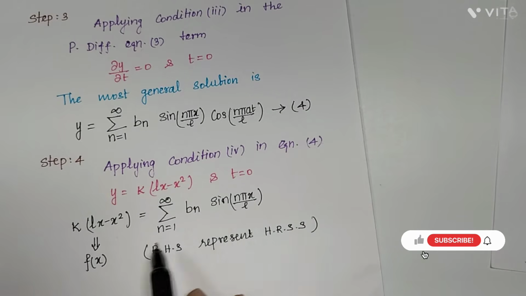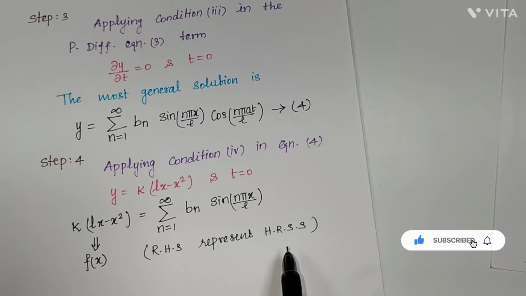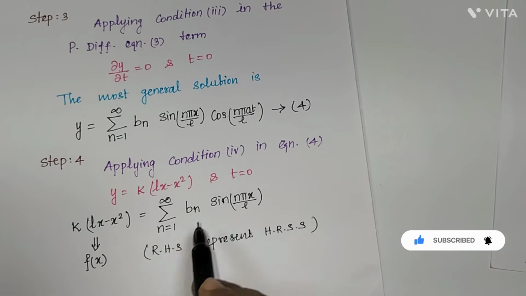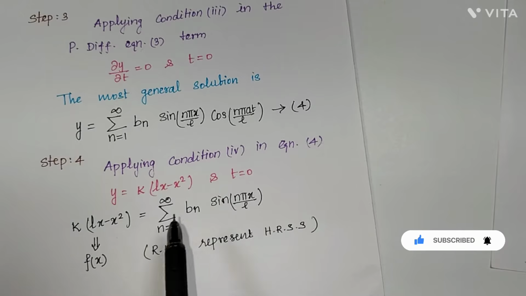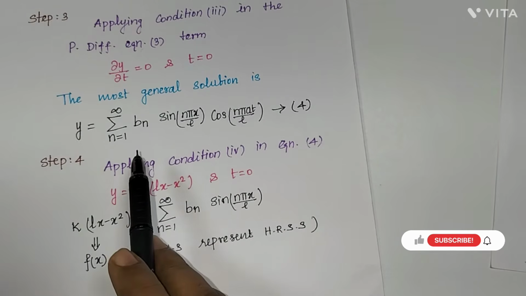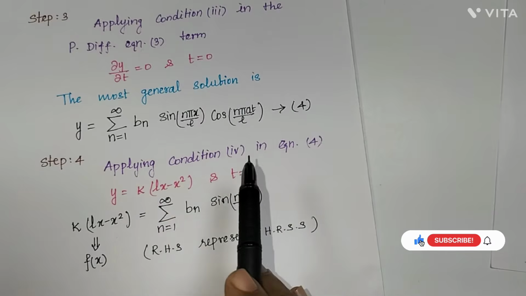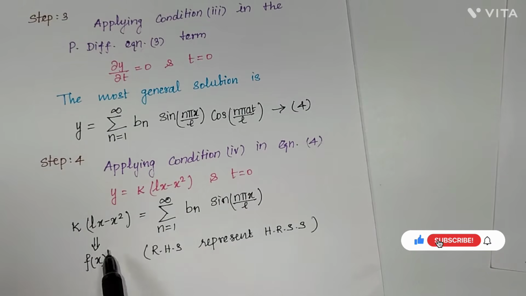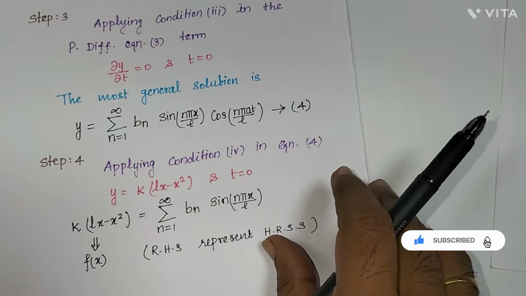Now what does this right hand side represent? The right hand side represents a half range sine series. Half range sine series means we are able to find the b_n value. After finding b_n, you can substitute that b_n in equation 4, and I will get the general answer for this sum. So consider this k of (Lx minus x square) as a function f of x.